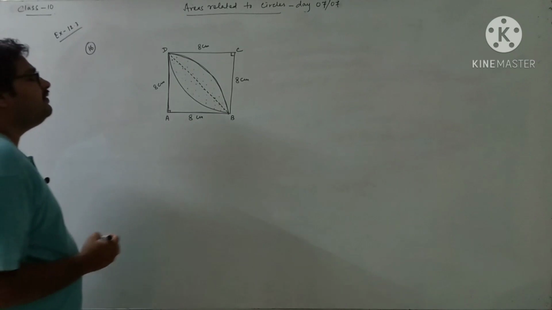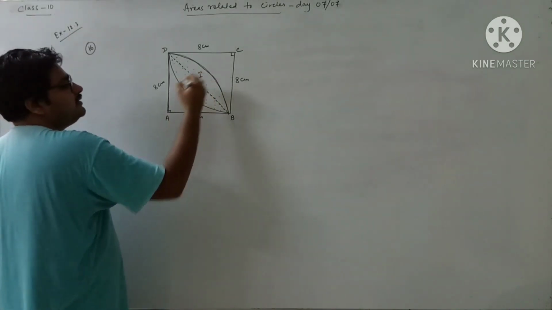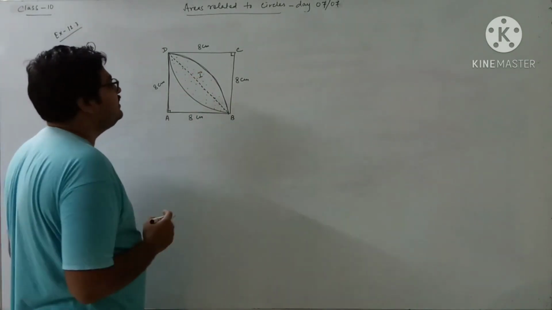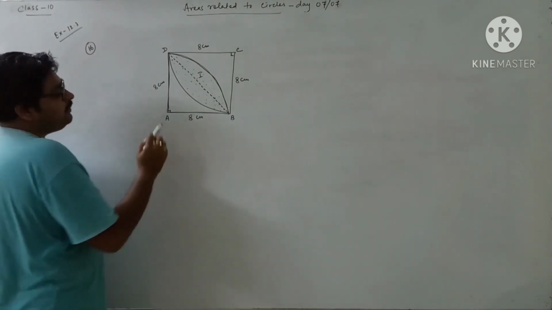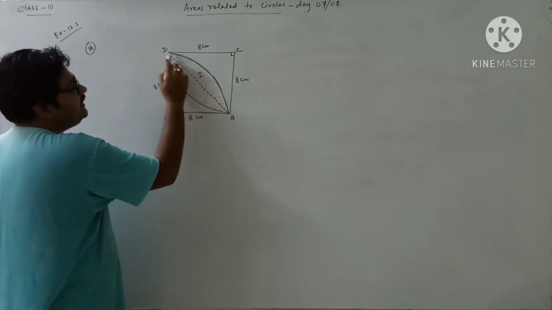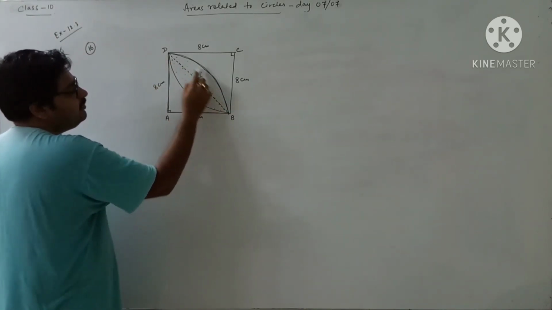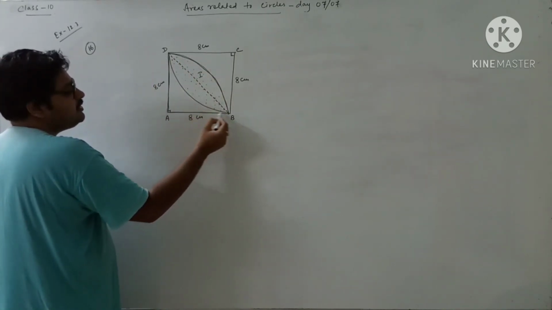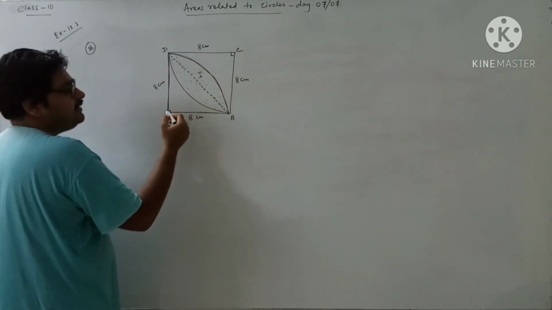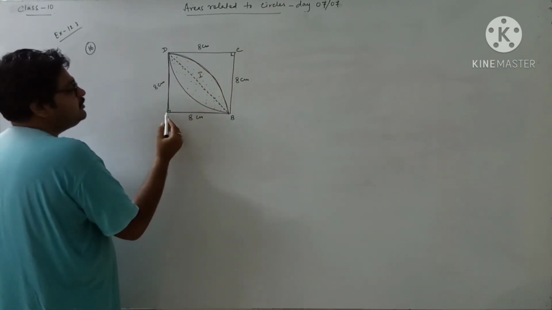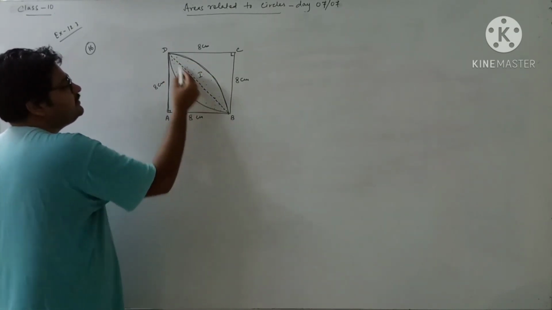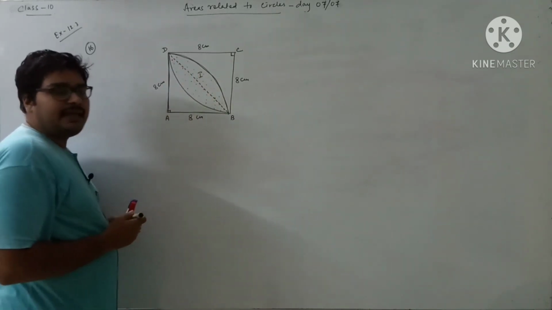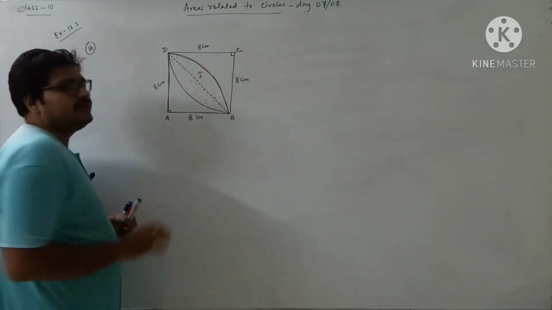Now, if I want to find out the area of region 1, first of all, I have to find out the area of the quadrant ABDA. Check it out properly. And from there, I have to subtract the area of triangle ABD. If I do so, I get the area of region 1.